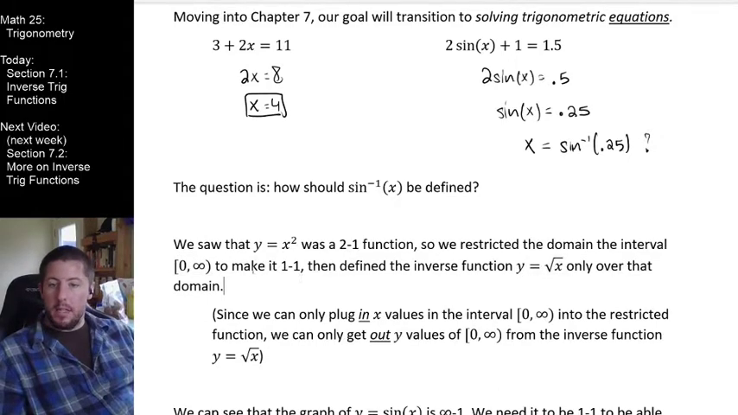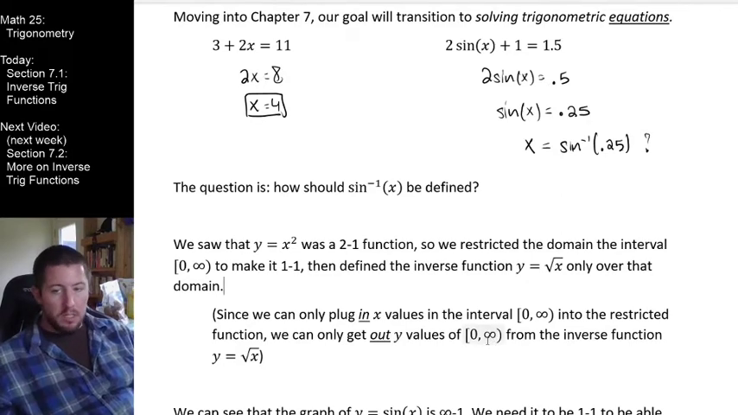And because the inputs of the y equals x squared function were reduced down to 0 to infinity, that means that the outputs of the inverse function must also be spanning from 0 to infinity, right? So since we can only plug in the x values in 0 to infinity into the restricted domain function, we're only going to get out y values from 0 to infinity, because that's exactly what inverses do. They swap the role of inputs and outputs.